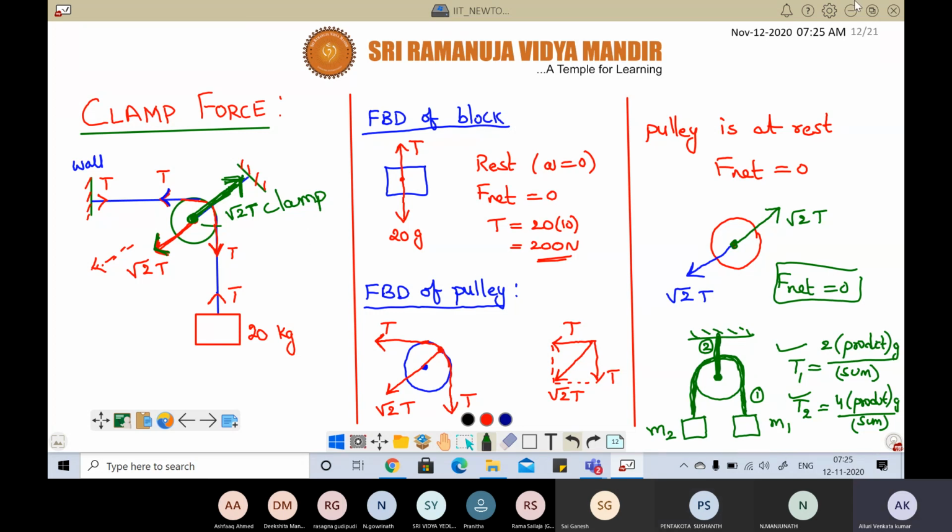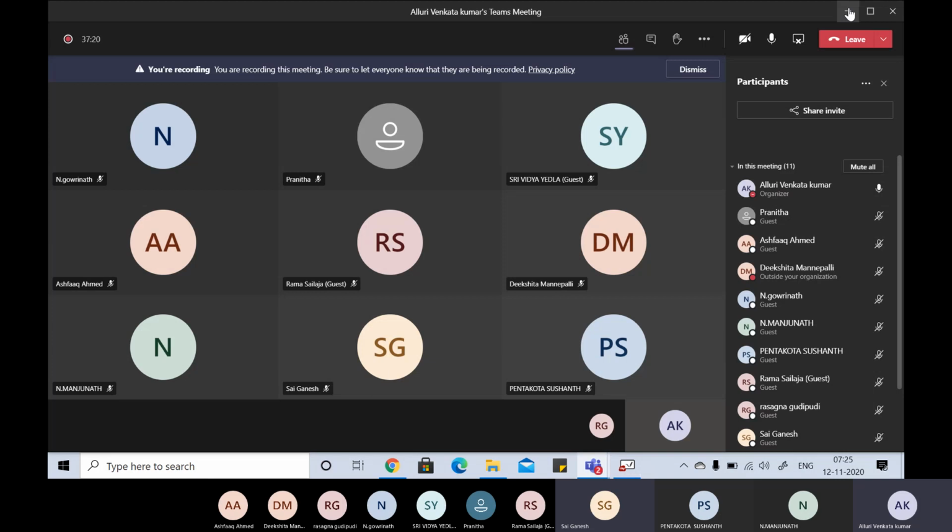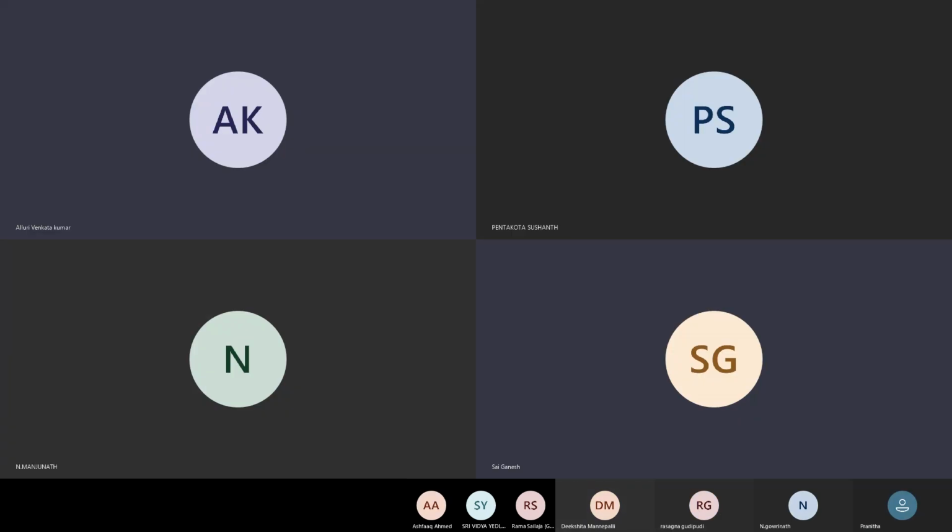Sai Ganesh, what is your doubt? Yesterday you were asking some doubts in that assignment? Yes, sir. Just 1 minute, I'll open the assignment. If anybody else also has doubts in that assignment, please ask. Just 1 minute.